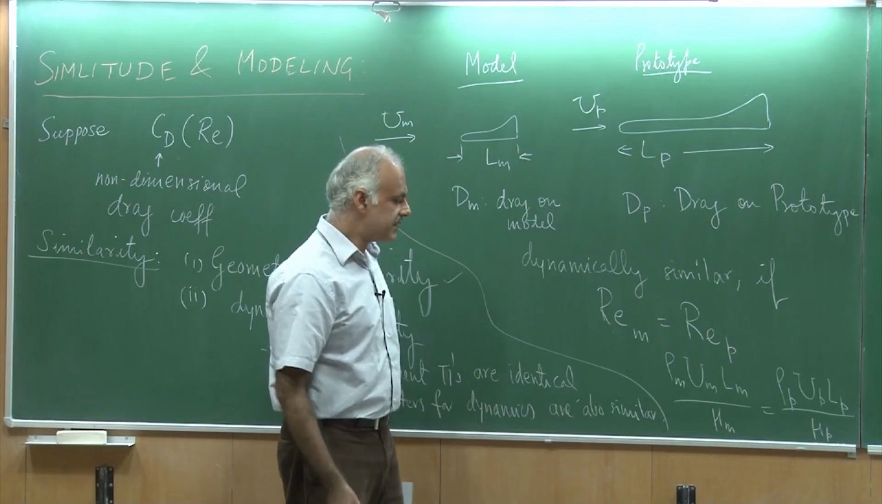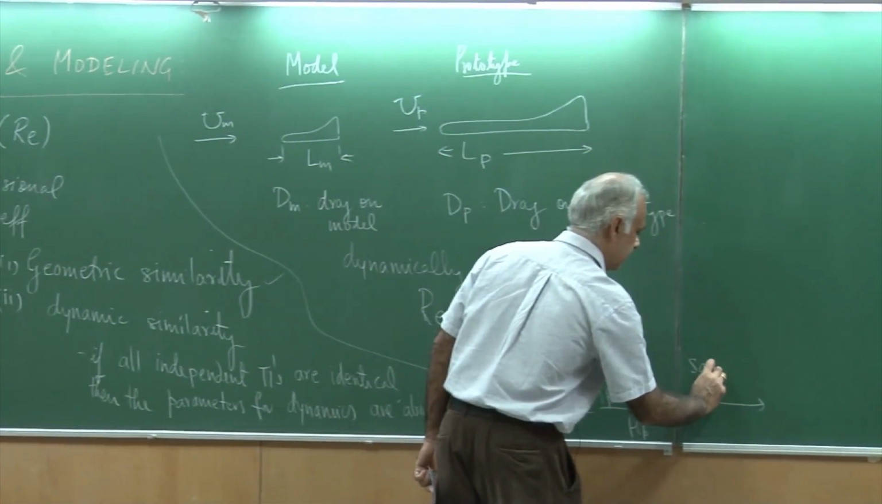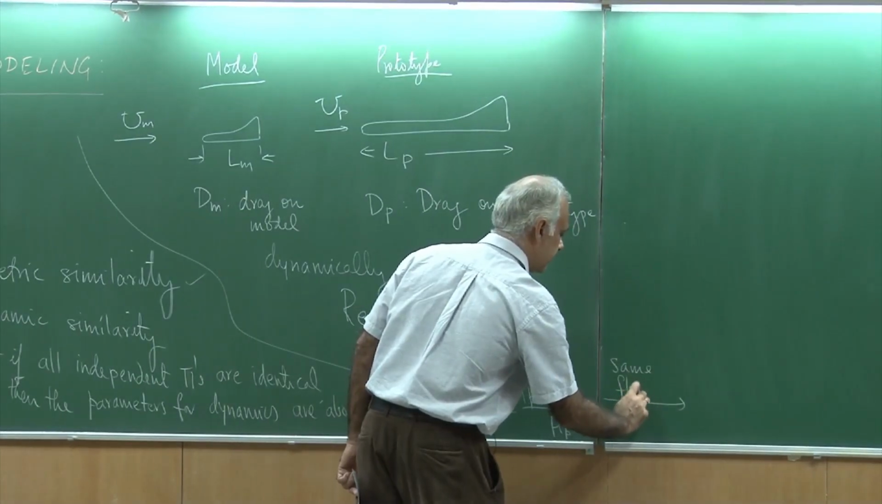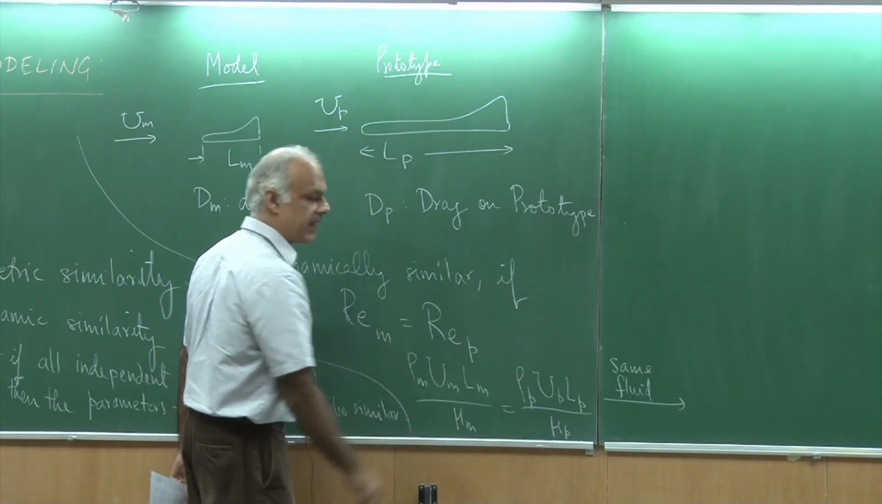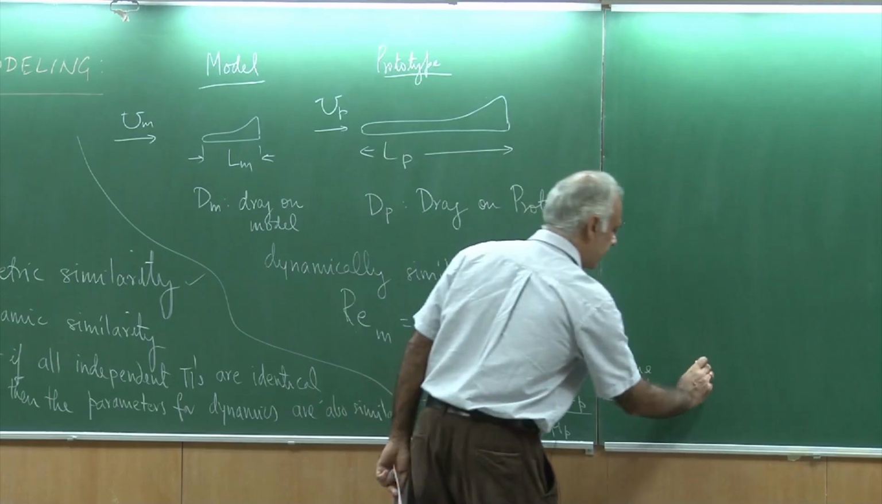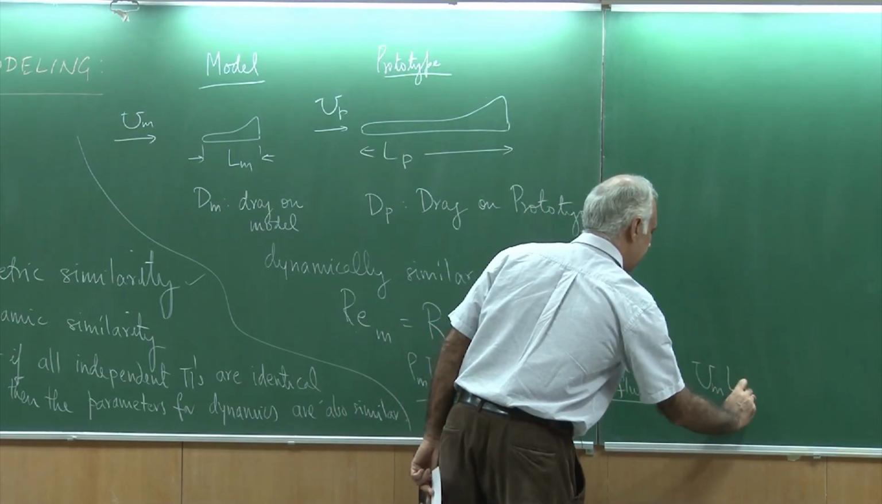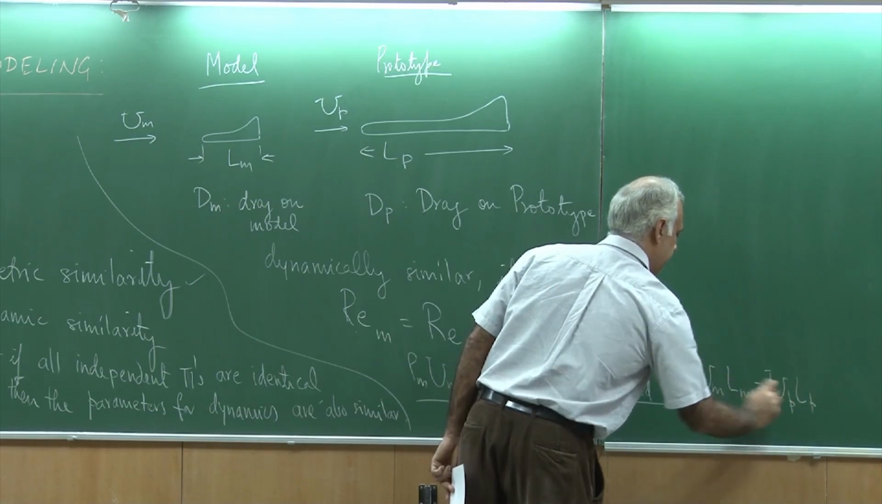Now if the medium is the same, so if I use the same fluid, then of course rho and mu are identical for the model and prototype, and automatically you would get Um times Lm is Up times Lp.